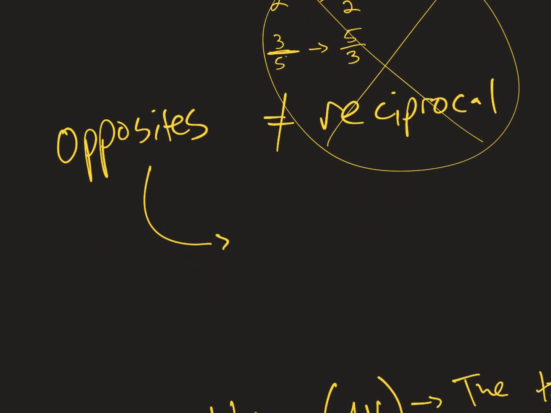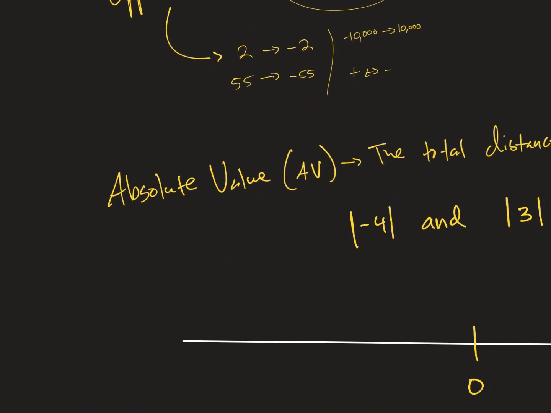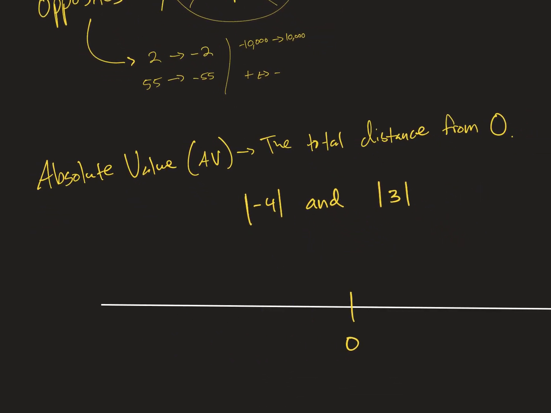Opposites, all it is, if we have 2, what would be the opposite? Well, it would be -2. Or if we had 55, the opposite would be -55. Or -10,000, the opposite would be 10,000. So if it's positive, the opposite is negative, and vice versa. If it's negative, the opposite is going to be positive. So that's pretty simple. So then now going on to absolute value.